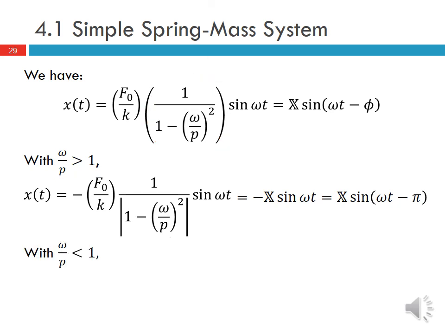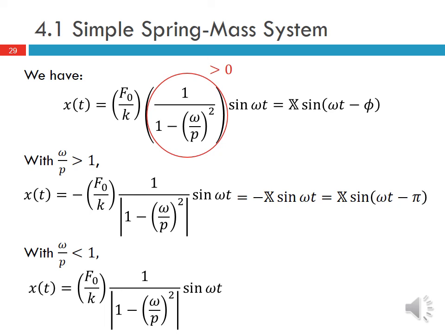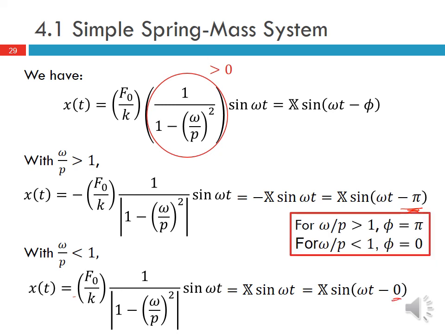Now when omega over p is less than 1, this term becomes positive. So we can write it as this here, without any sign. It's positive, and we can still write it in terms of the absolute value. So this is just equal to x sine omega t, which equivalently is x sine omega t minus 0. So you can see that this has a phase angle of exactly pi, and this has a phase angle of 0. So for omega over p greater than 1, our phase angle is pi, and for omega over p less than 1, our phase angle is 0. And that transition happens abruptly right at omega over p equals 1, or at the resonance case.